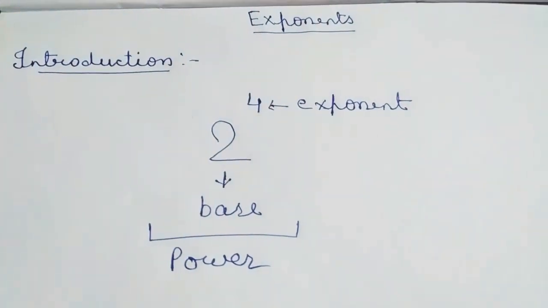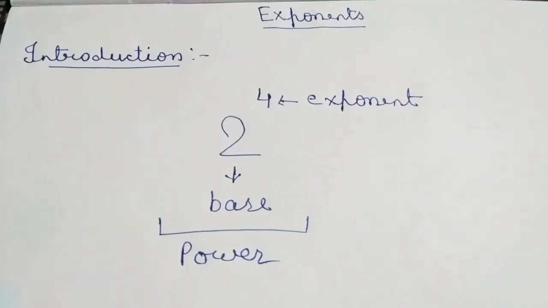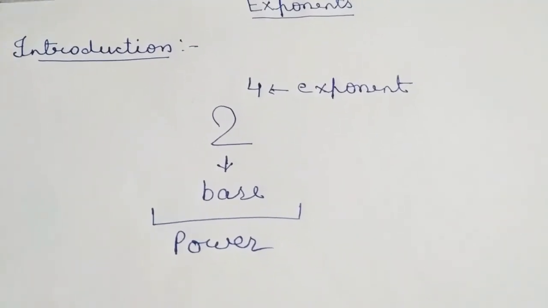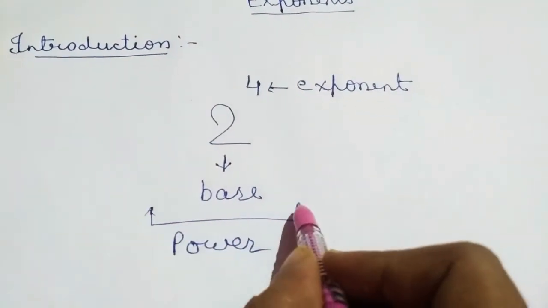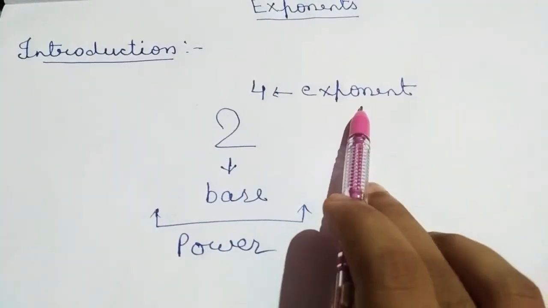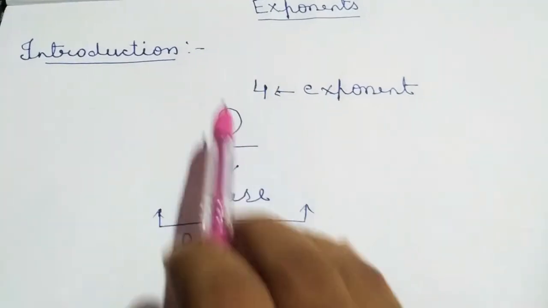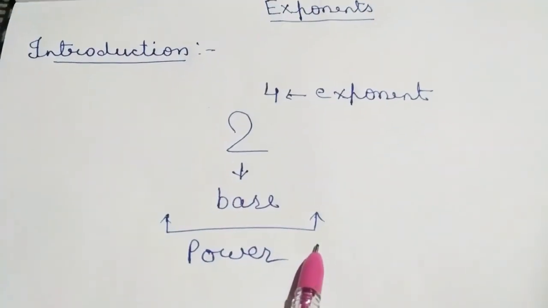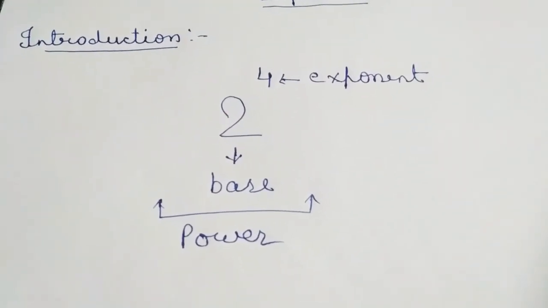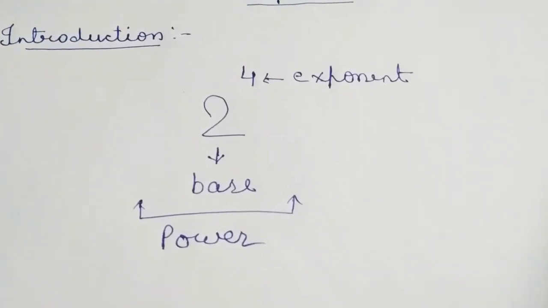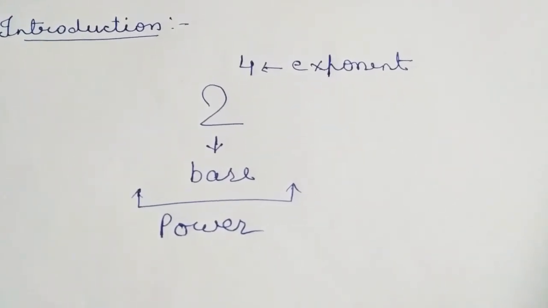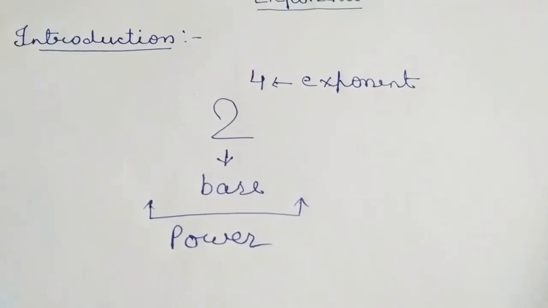ये बहुत ज़रूरी है यहाँ पे कि किस टर्म को क्या बोलते हैं, because when you solve the problem, this term is very useful for you. So here you know that 2 is base and 4 is exponent, and together this expression is known as power. If I want to say it in a statement, then you can say that an expression that represents repeated multiplication of the same factor is called a power.